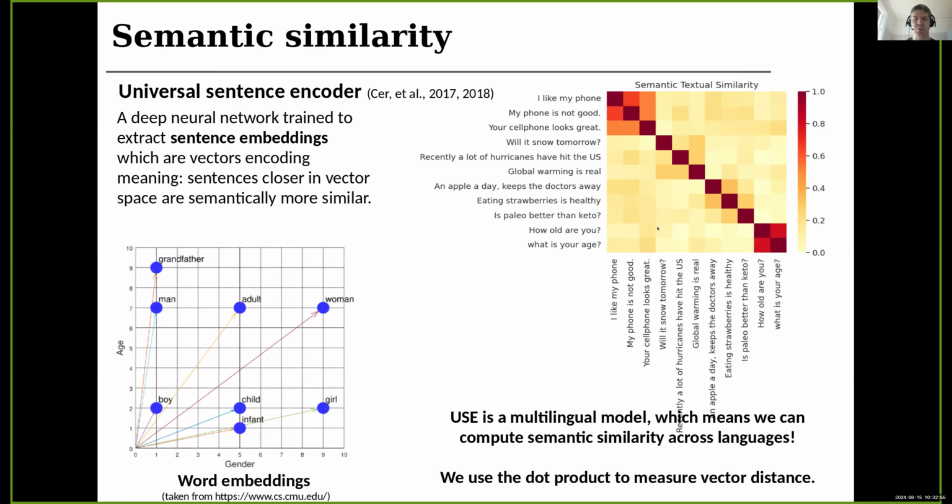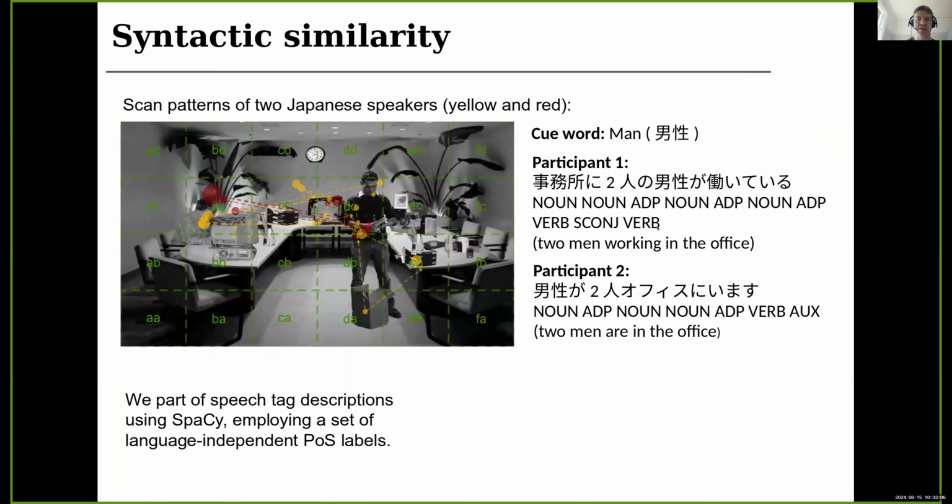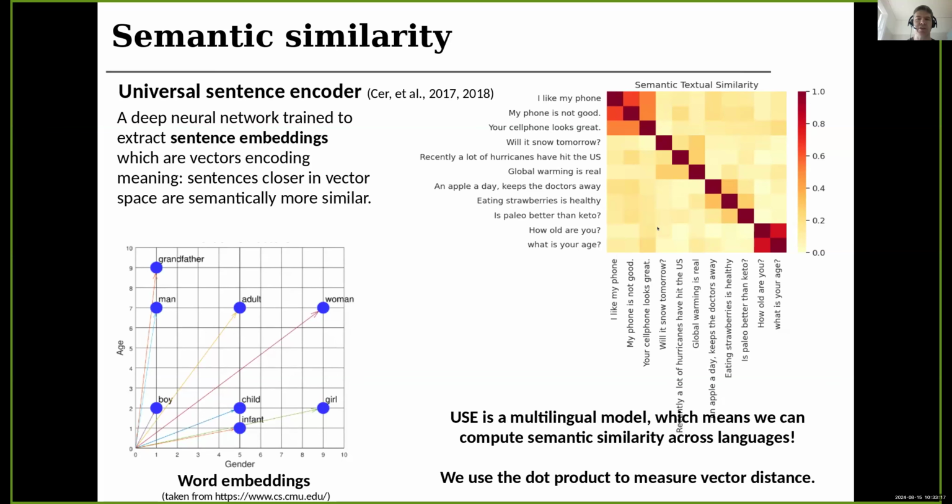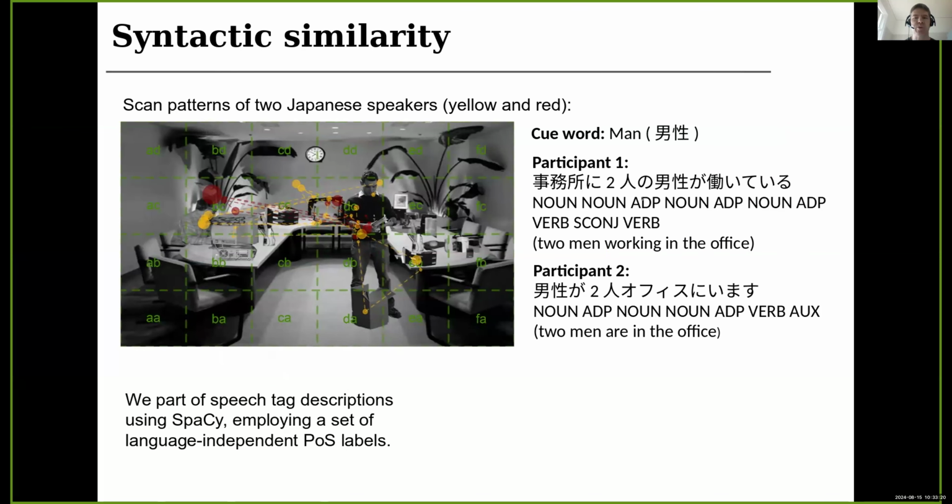And we will use the dot product as our similarity measure to measure the distance between embeddings. So that is measuring semantic similarity, right? We're hoping that word embeddings, or sentence embeddings in this case, measure something about the semantics of the sentence. But what about syntax? For syntax, we actually do something quite similar to what we do for scan patterns. So here is another example, two Japanese sentences, and the scan patterns in yellow and red by two participants. The keyword here would be man.